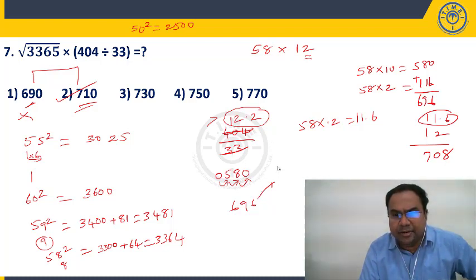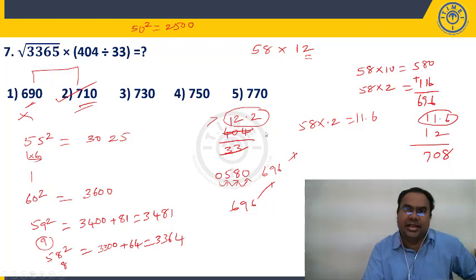16 plus 0, 16. 6 here, 1 carry forward. Double of 5 is 10. 10 plus 8 is 18 plus 1, 19. 9 here, 1 carry forward. Double of 0 is 0 plus 5, 5. 5 plus 1 is 6. Into 10 into 2 you do, or you do like this. Anything is okay. But be careful, the answer is not 690. If you mark 690 as your answer, then you have made a mistake, student.